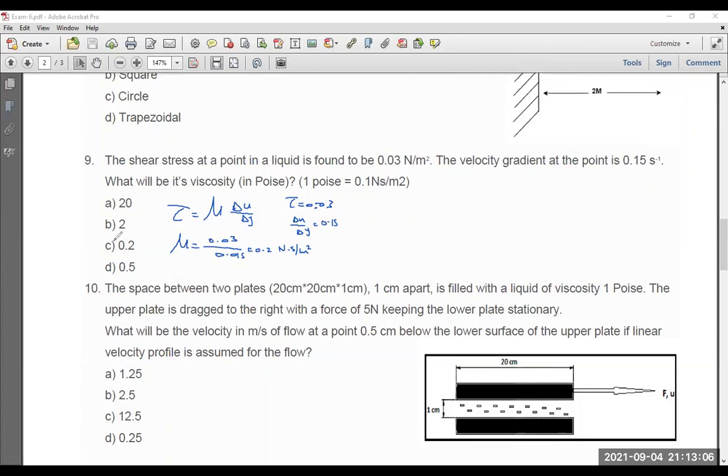Answer is C. Not C, because this unit does not match the requested unit here in poise. And they give you the conversion of poise is equal to 0.1. So I will divide this by 0.1, so divide by 0.1, get 2 poise. Okay. Question number 10, we solved it in session number 1 and the answer is 12.5.